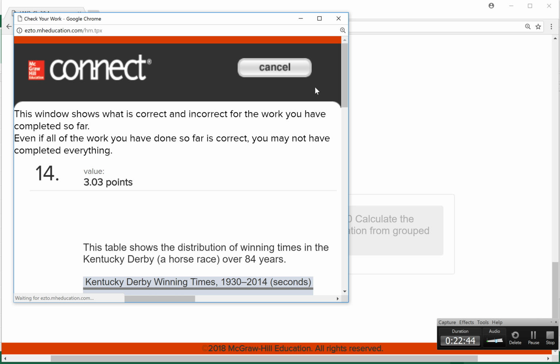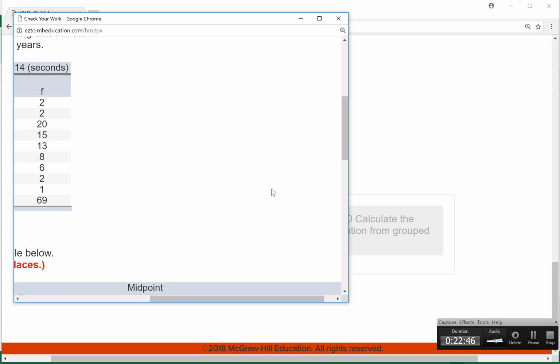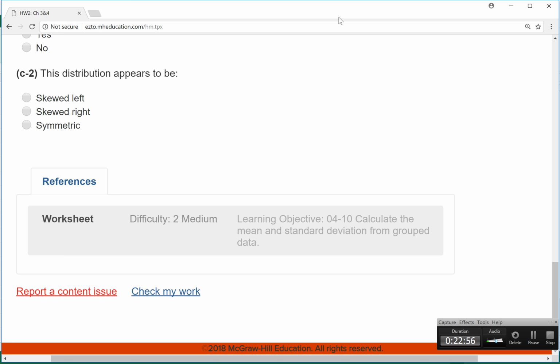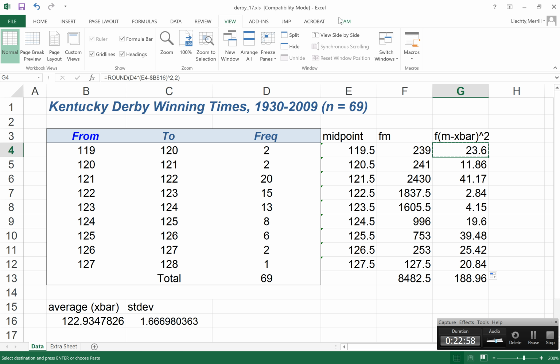Now when I check my work, I still got it wrong. Why did I get it wrong still? So I rounded that one to 2 decimal places. What did I not round to 2 decimal places? I didn't round the mean to 2 decimal places. Even though it's telling me I got it right, I didn't round it to 2 decimal places.